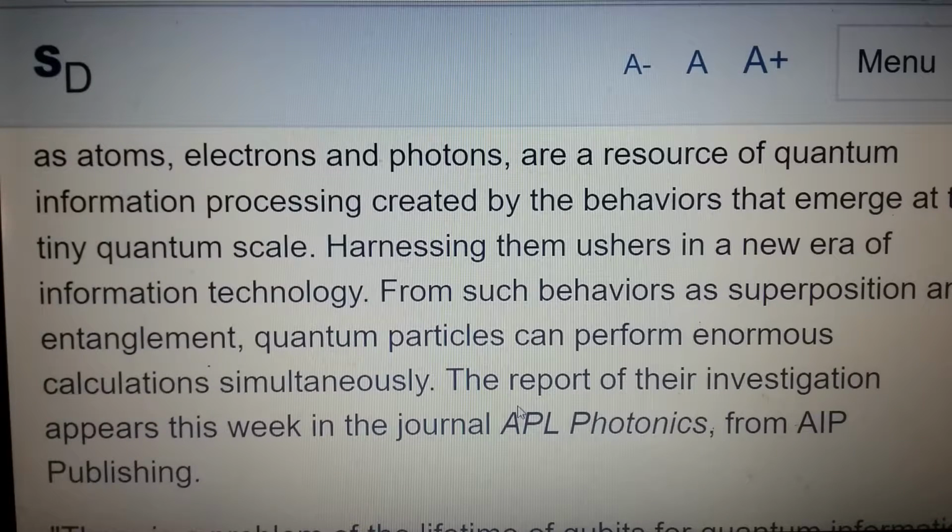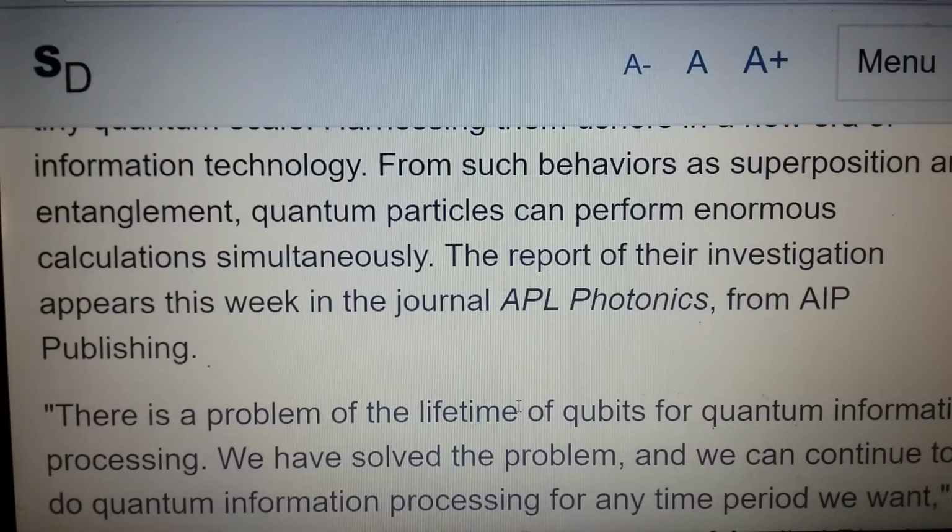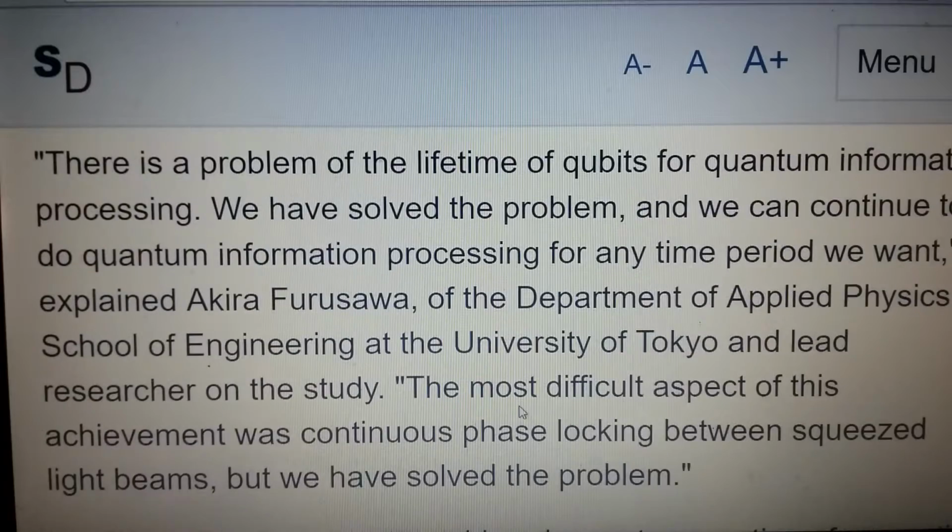The report of their investigation appears this week in the AP Publishing. There's a problem of the lifetime of qubits for quantum information processing. We have solved the problem. We can continue to do quantum information processing for any time period we want, explained Akira Furusawa of the Department of Applied Physics, School of Engineering at the University of Tokyo, and lead researcher on the study. The most difficult aspect of this achievement was continuous phase locking between squeezed light beams, but we have solved the problem.